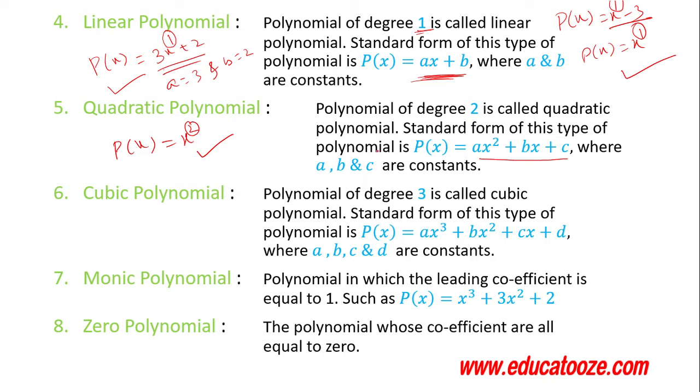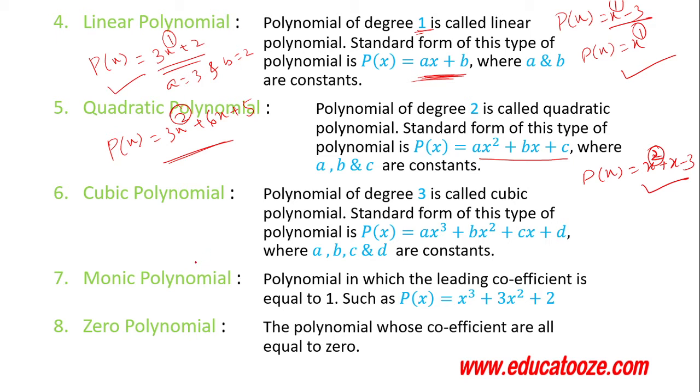Now if you take some other example, say p of x equal to 3x squared plus 6x plus 5. Again, the degree of this polynomial is 2 because the highest power of the variable is 2. Therefore, this particular polynomial is a quadratic polynomial. For example, take p of x equal to x squared plus x minus 3. The degree of this polynomial is 2. That is why this is a quadratic polynomial.